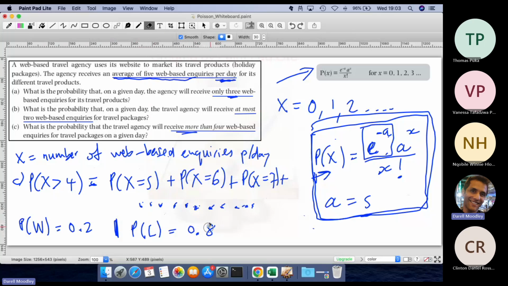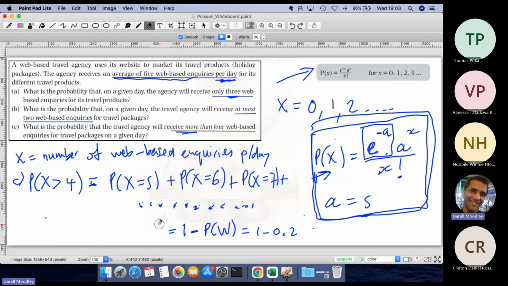Now, if I didn't know this, if I was only given the probability of winning, I can easily work out the probability of losing. And that is simply taking 1 minus the probability of winning. That's how I got the 0.8, because it gives me 1 minus 0.2. It gives me the same thing. And that's the complement rule.